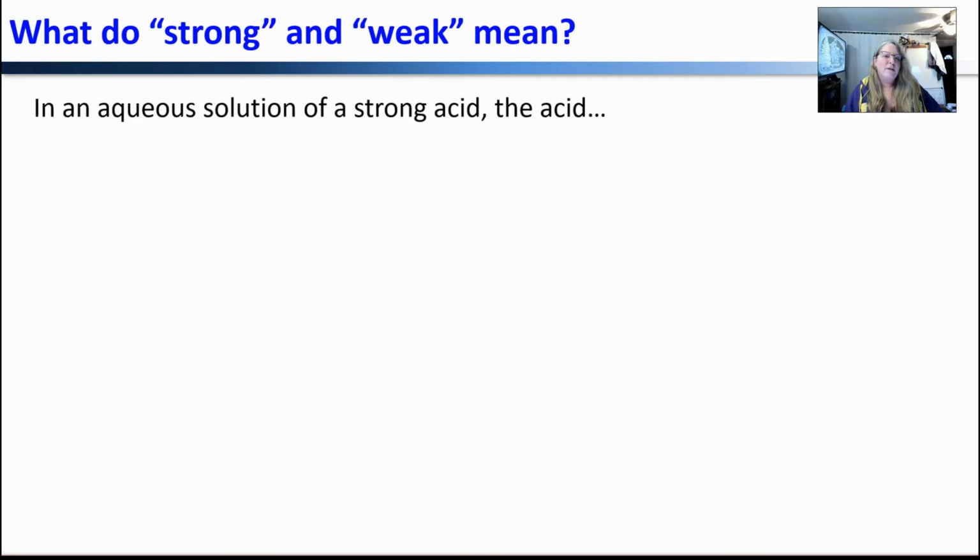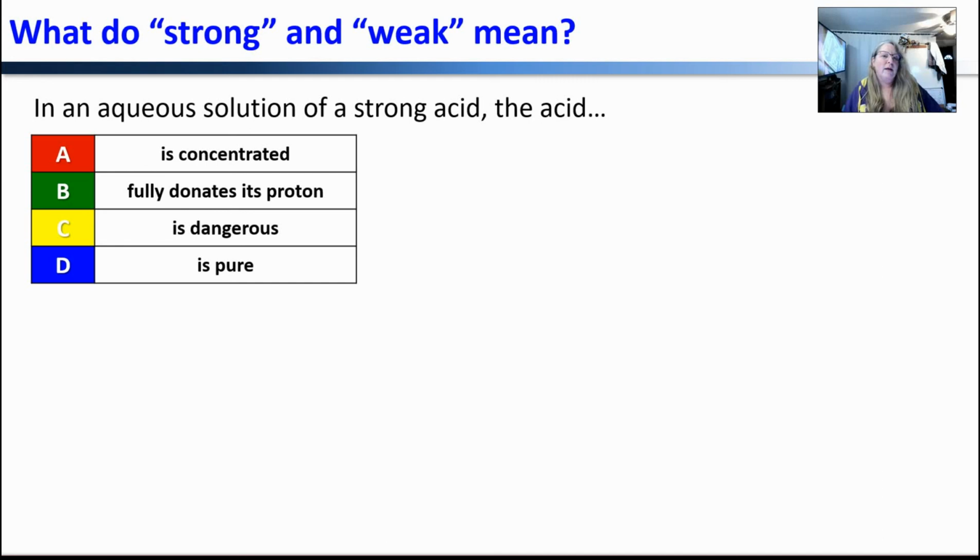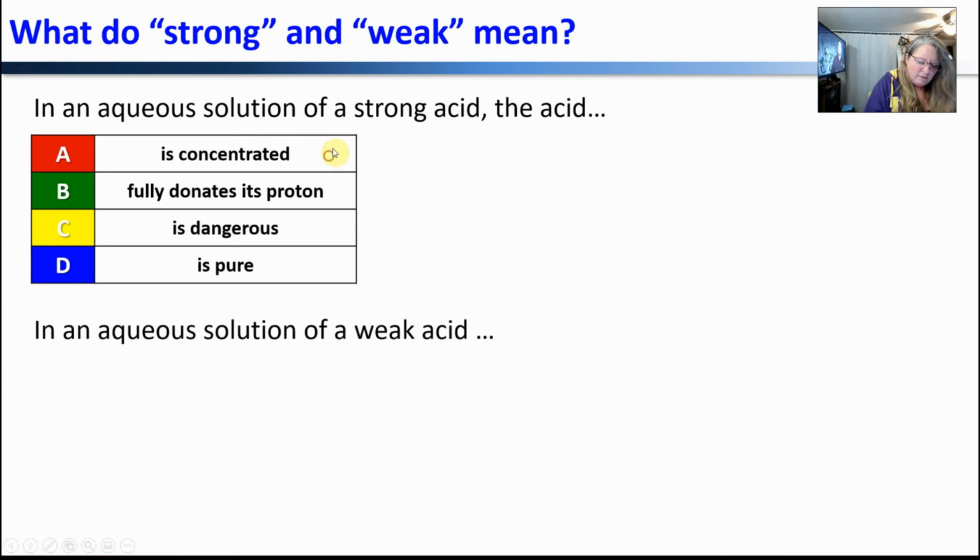All right, so now what does it mean for something to be strong or weak? If I have a strong acid, do you think that it is really concentrated? That it fully donates its proton, sorry about that, it's dangerous, or it's pure? So pause and think about that. How do we define strong? Okay, so concentrated. Well, you could have a strong acid and have like 0.003 molar. So strong acid doesn't have anything to do with concentration.